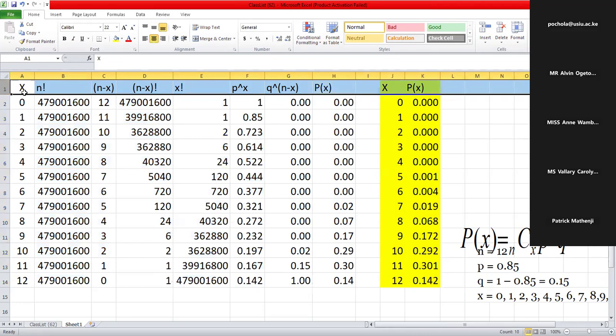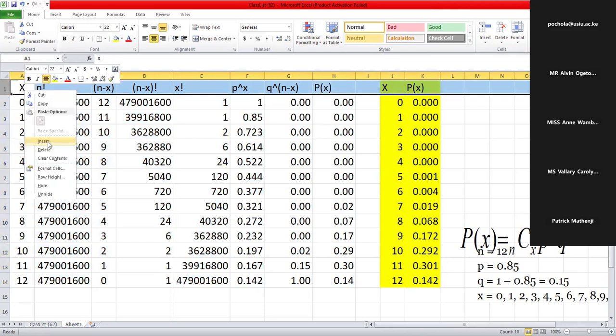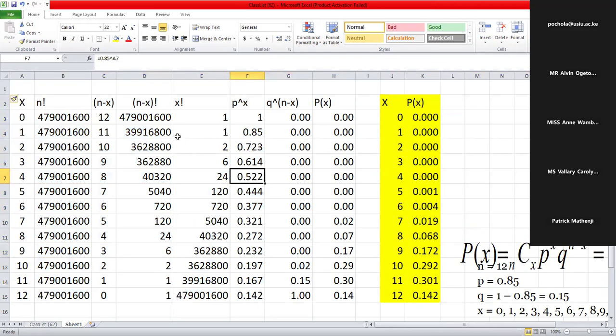Excuse me, Prof. Yes, please. Could you please click inside x factorial so that I could see the formula that you used to get x factorial in column E? It is the fact function. Fact of A3, because the first value of x is there.